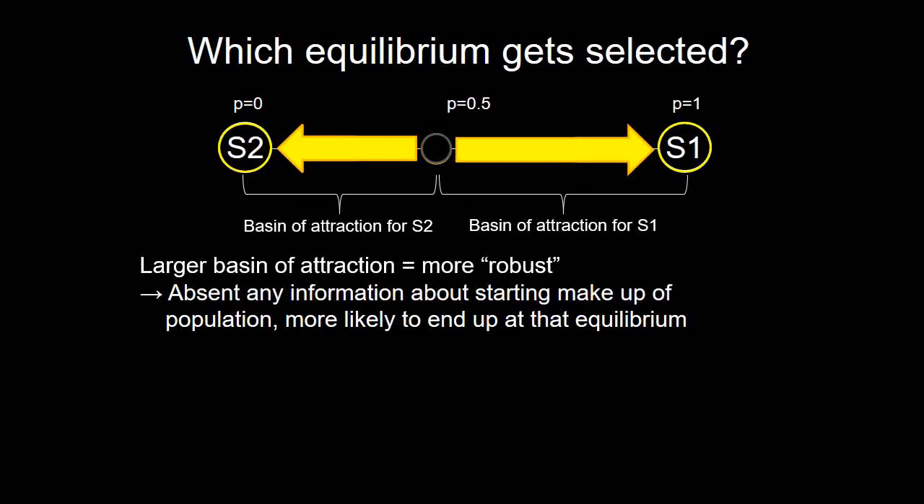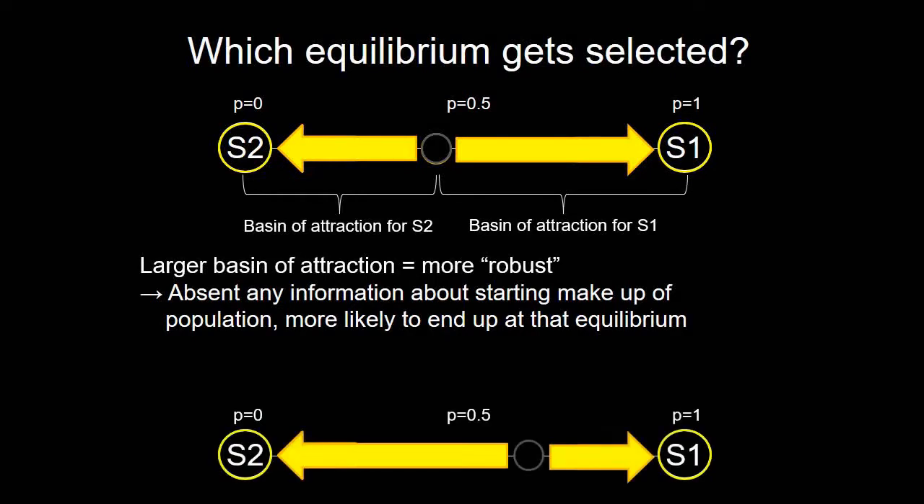And so the question of which equilibrium you should expect in a coordination game to be favored by selection is the same question as which one has the bigger basin of attraction. In this example, strategy 1 has the bigger basin of attraction because, if this is 0.5, 50-50, this interior equilibrium is on the other side, and so there's a bigger chunk of the line that winds you up at strategy 1 compared to strategy 2.